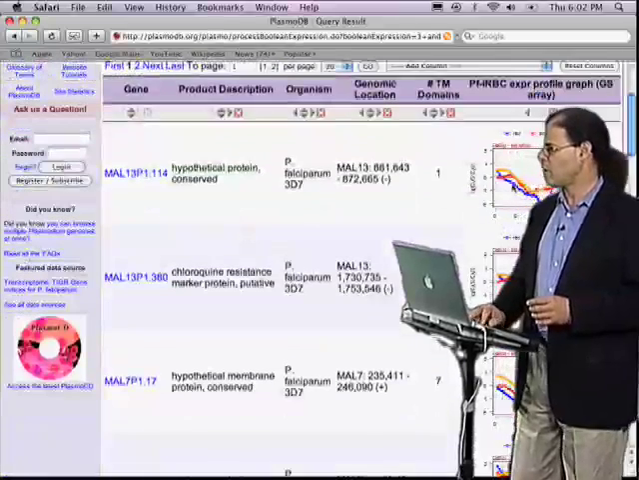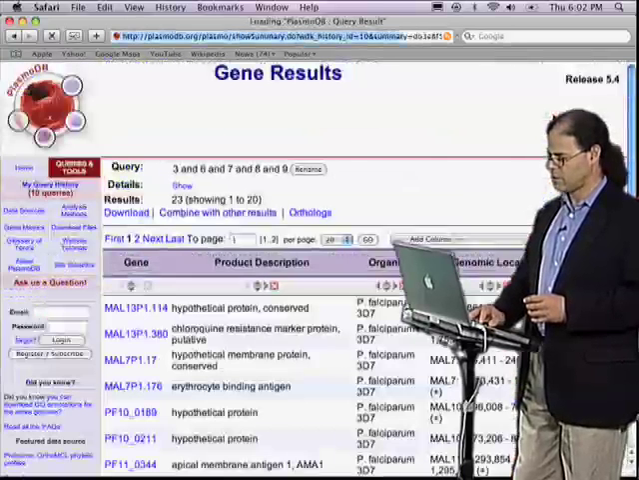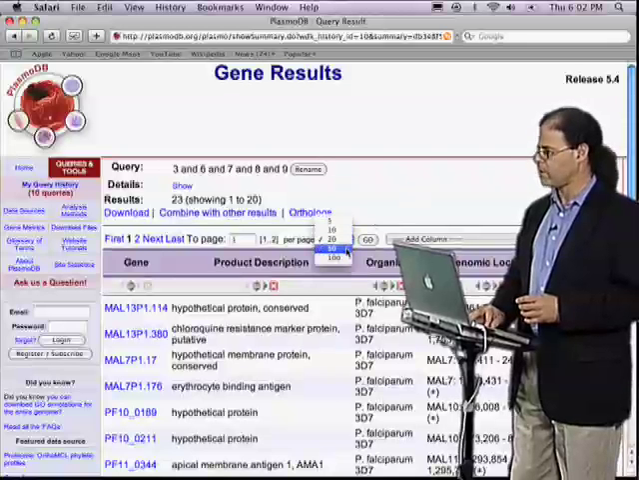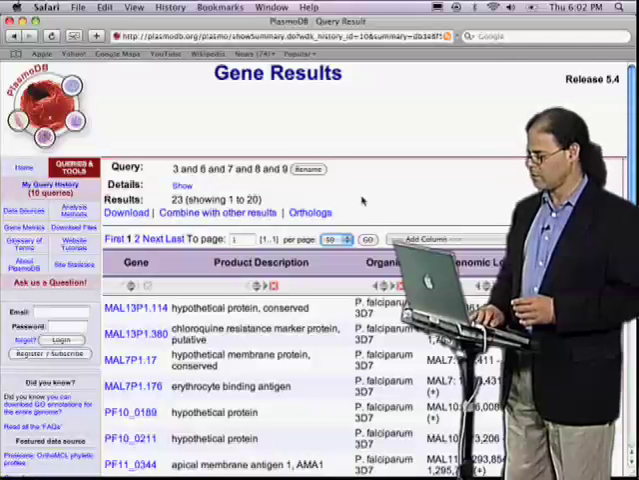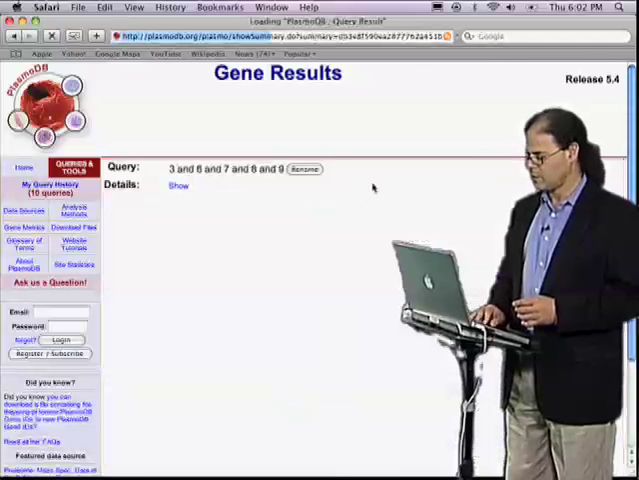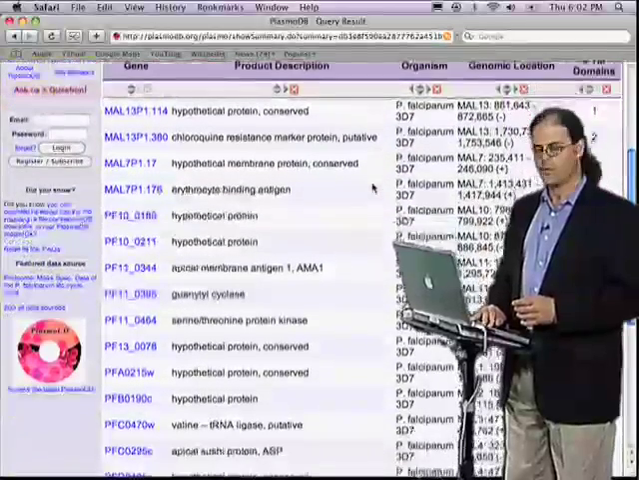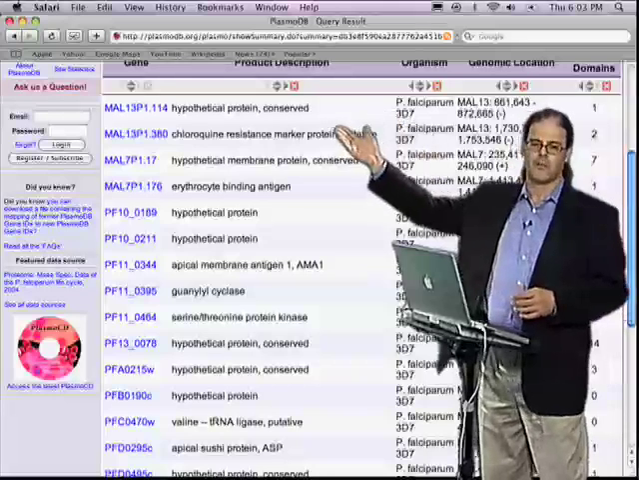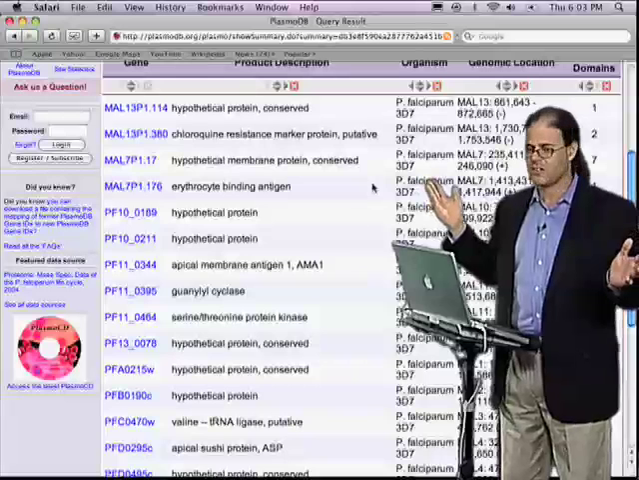Let me turn off this track showing the expression profiling so we can see these a little bit better, and I'm going to display all of them on one page. And now we can ask a little more readily about the various proteins we've looked at. So let's scroll down the list. First on the list, just first alphabetically, is a hypothetical protein. It's a conserved hypothetical protein. Is this a vaccine antigen?